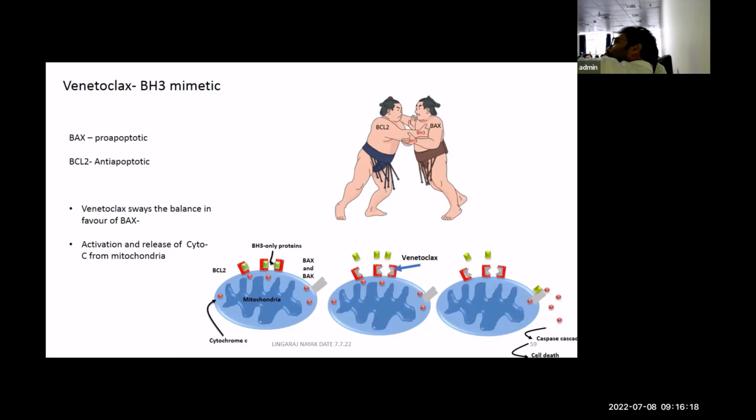So that's how BAX and BCL2 are interconnected, and venetoclax sways that balance so that you have more apoptosis. In simple terms, you have to remember that the pro-apoptotic and anti-apoptotic proteins are simultaneously interlocked with each other. Venetoclax sways that balance so that the apoptotic pathways take over and there will be apoptosis. That's how it acts.